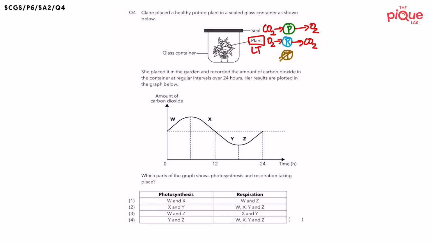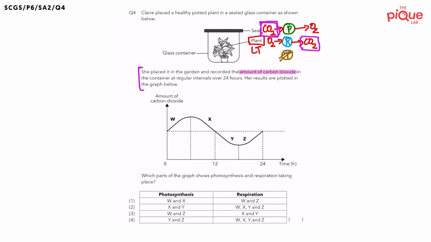Now let us look below at what is given to us in the question. The question said that she placed the plant in a container and recorded the amount of carbon dioxide in the container. So, out of the two gases, oxygen and carbon dioxide, which one do you think we will be focusing on? We will be focusing on carbon dioxide. In the process of photosynthesis, since carbon dioxide is taken in by the plant, can you tell me whether the amount of carbon dioxide in the container increases or decreases?